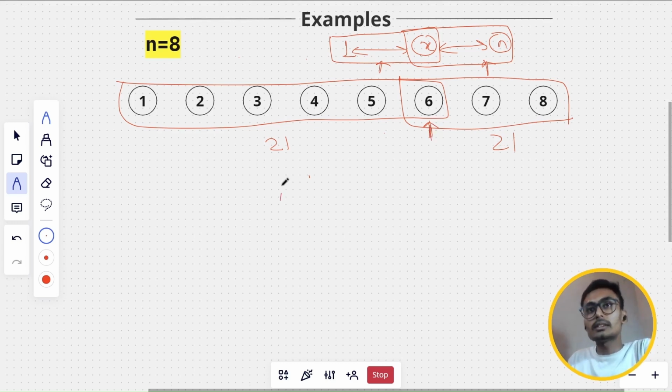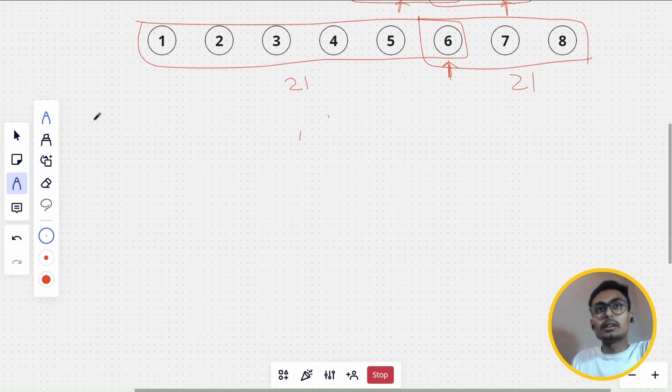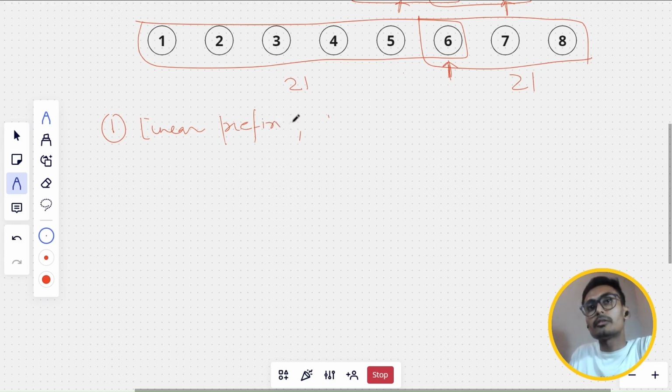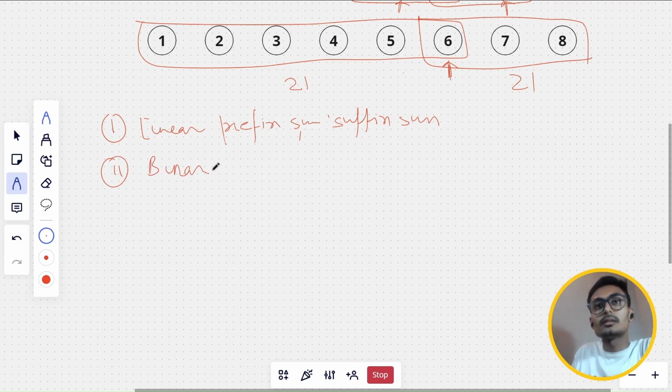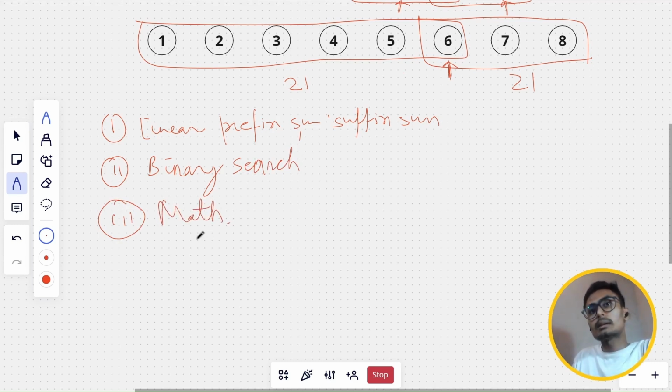Now let's understand the approach. There are 3 ways to do this question. The very first is a linear search, with a linear prefix sum and suffix sum. The second way is binary search. And the third approach is the maths approach. So we will look at the mathematics approach.